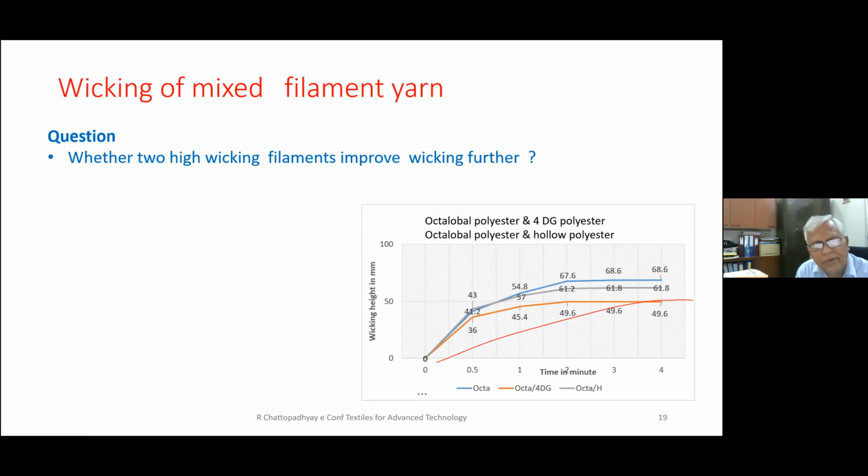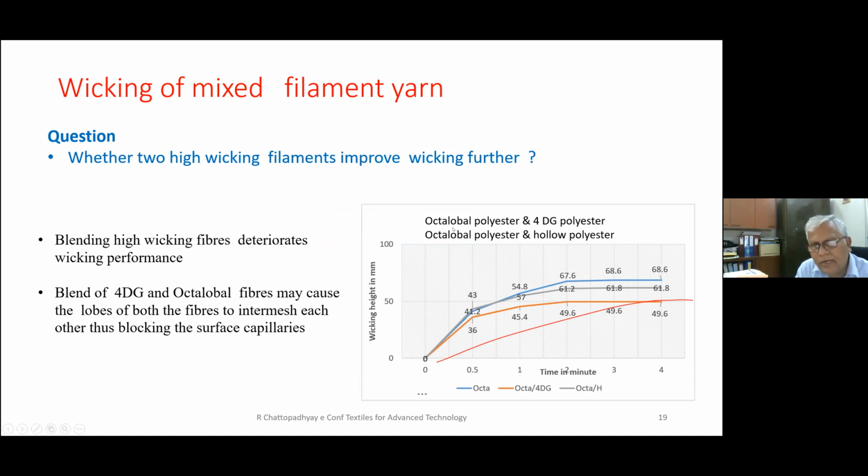Now, sometimes we may feel that if we mix two filaments, both basically meant for very high wicking rate, the question is whether two high wicking filaments improve wicking further or not. So that study was done where octalobal polyester filaments and 4DG polyester filaments are taken together and twisted. Similarly, octalobal and hollow polyester filaments are taken together and twisted. The yarns are made and the studies were conducted.